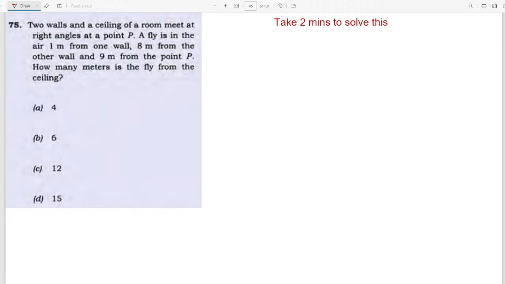So there are two walls and a ceiling of a room that meet at a right angle at a point P. A fly is in the air 1 meter from one wall and 8 meters from the other wall and 9 meters from point P. How many meters is the fly from the ceiling? So let me take a box type thing, cuboid.